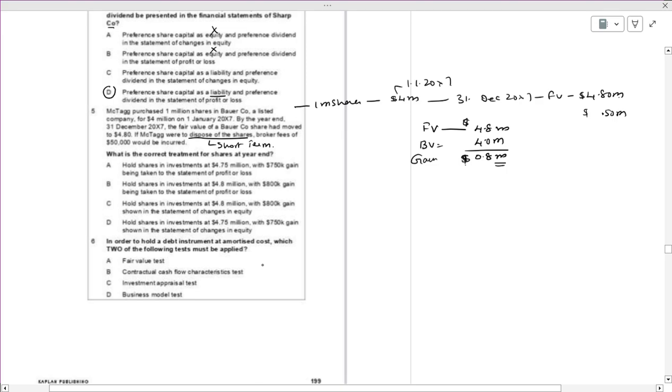Fair value is how much? 4.8 million. What is the book value? Book value is going to be 4 million. So how much is the gain? Gain is going to be 0.8 million, that is 800,000. This gain we have to show in the profit and loss account.